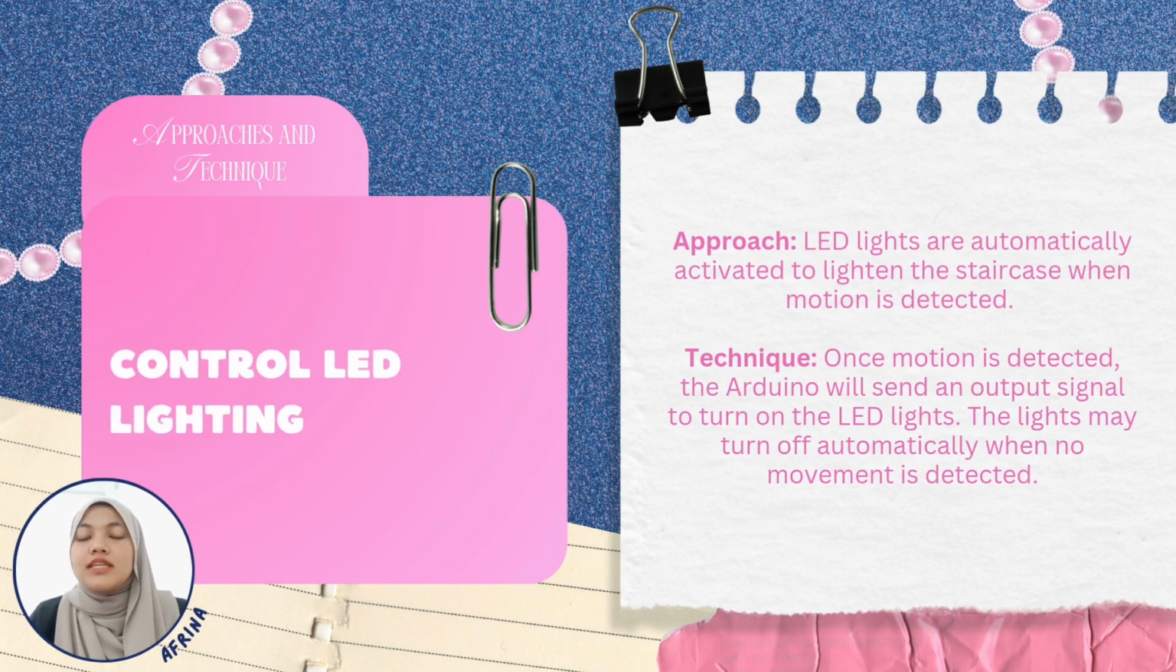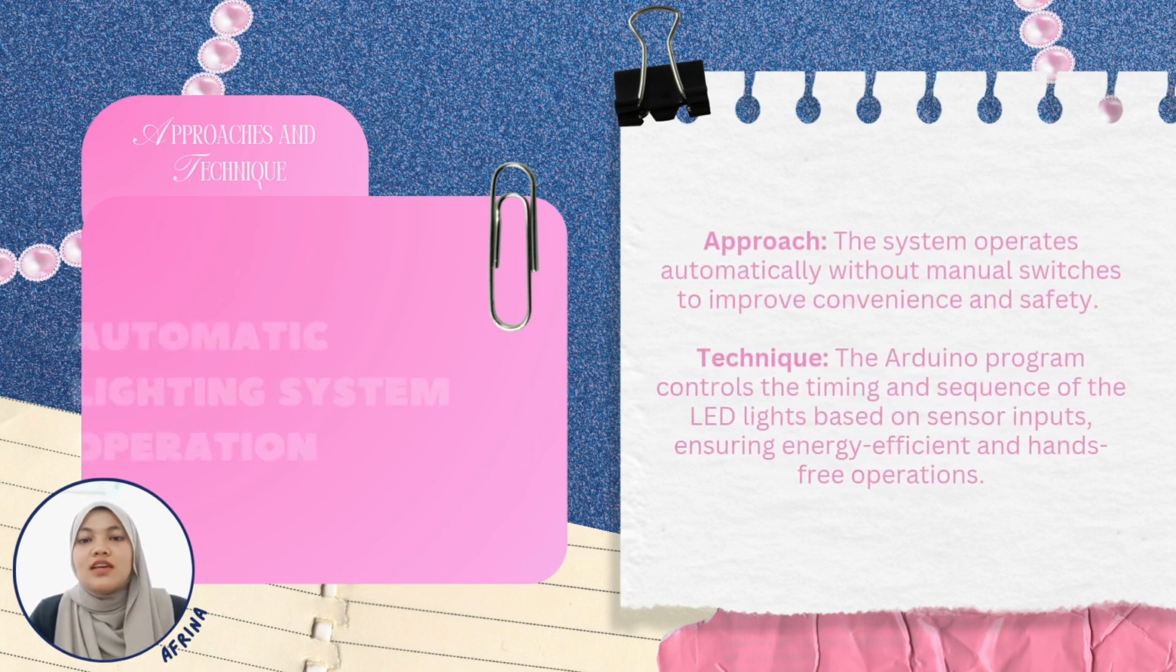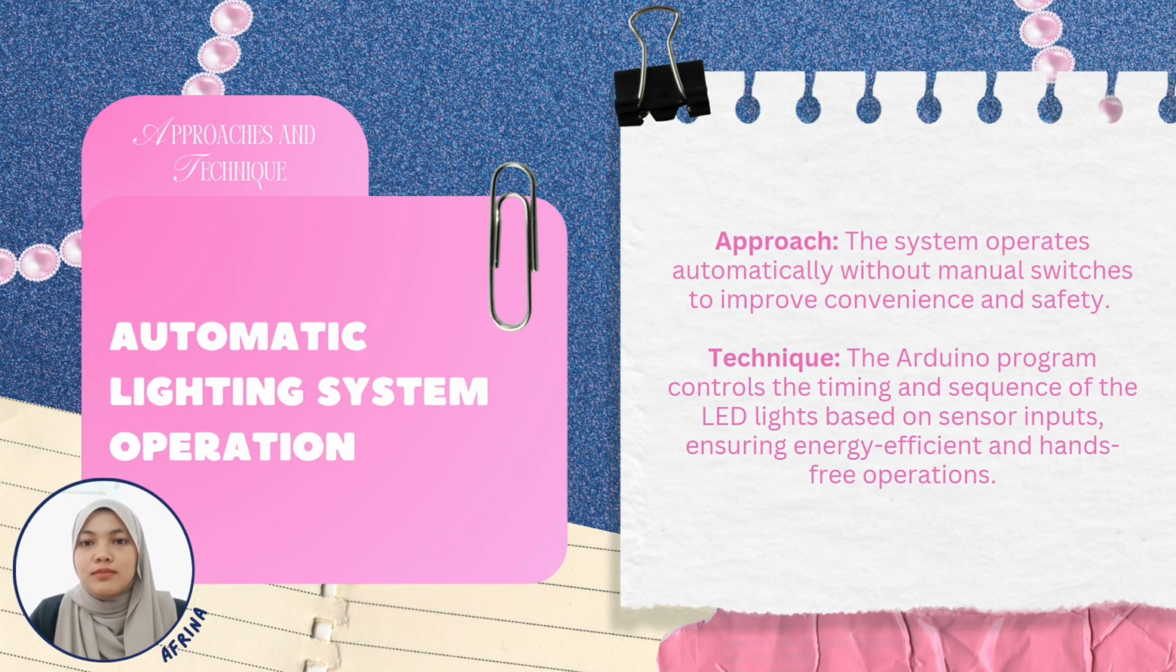The fourth one is LED lighting control. The LED lights are automatically activated to illuminate the staircase when motion is detected. Upon receiving the signal from the motion sensor, the Arduino processes the input and sends an output signal to switch on the LED lights. When no movement is detected for a certain period, the lights automatically turn off to save energy.